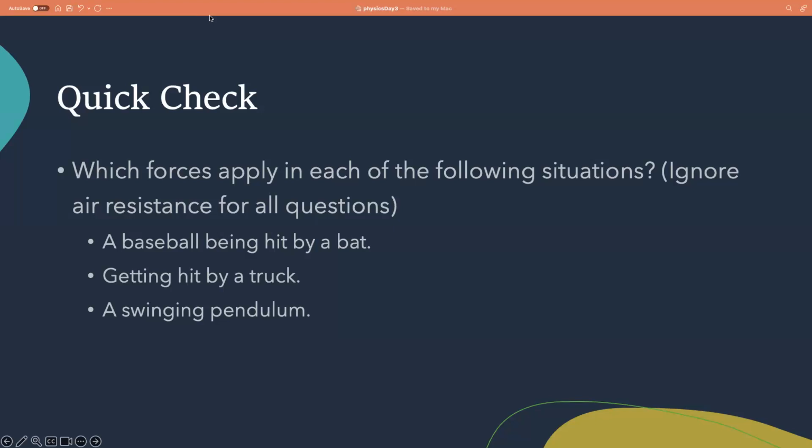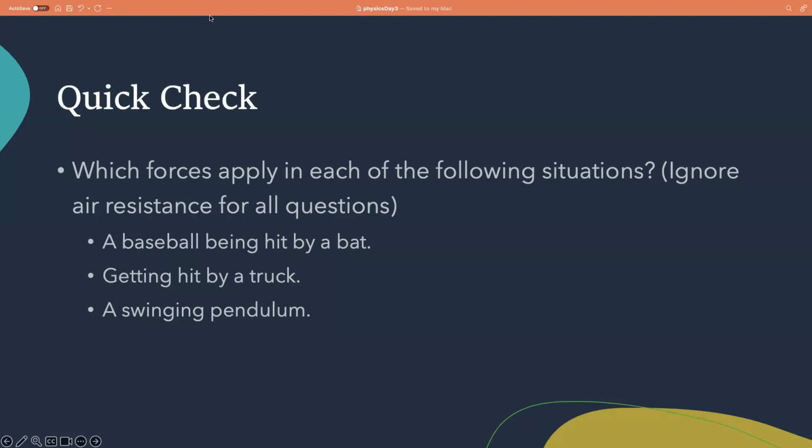For the second one, there's the force of the truck on the person. Gravity is still there. And if you're still on the floor, as in the truck's pushing you over instead of knocking you into space, there's going to be a normal force from the floor, and there's also going to be a frictional force as you get hit. So there's four forces you have to consider here: the force of the truck, gravity, normal force, and friction. Once again, there's not going to be any sort of tension or spring anywhere.